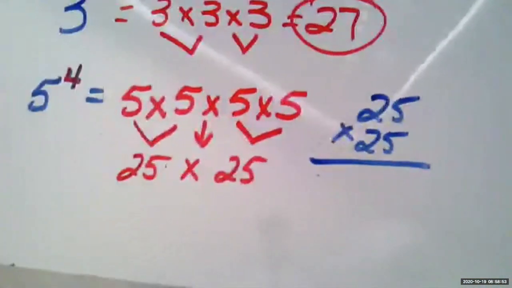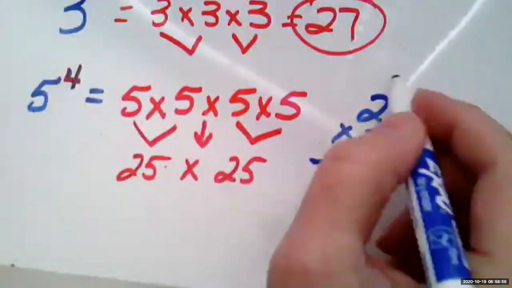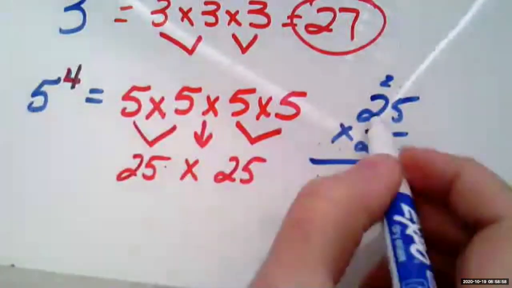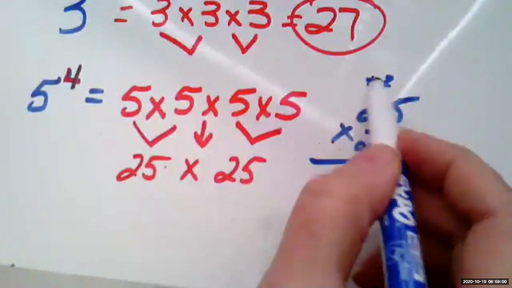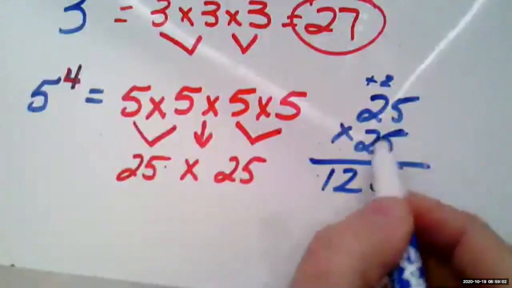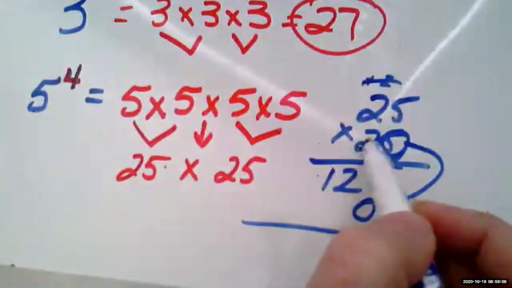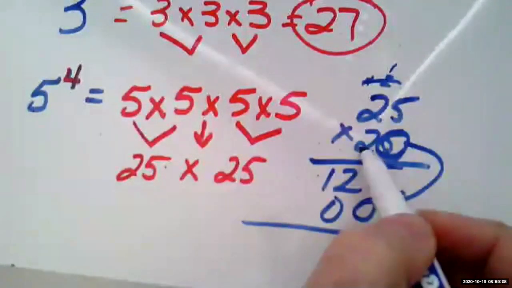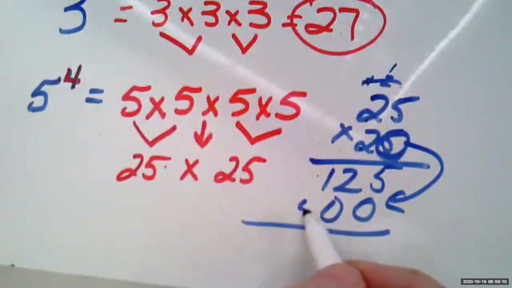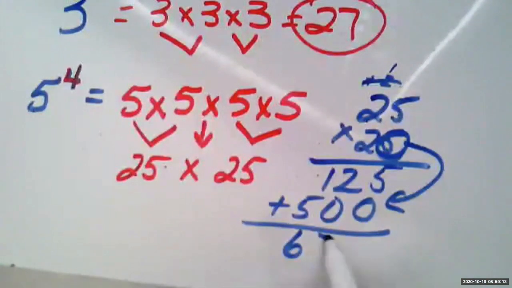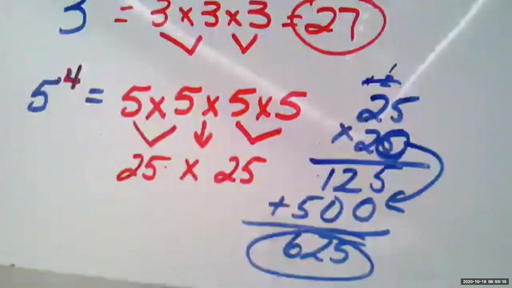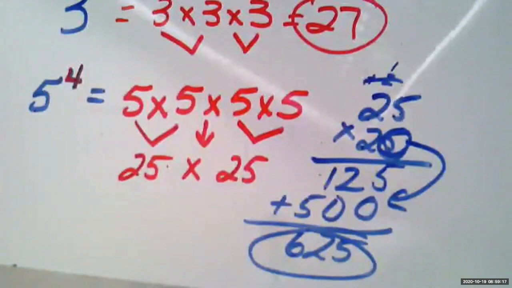25 times 25. 5 times 5 is 25. 5 times 2 is 10, plus 2 more is 12. This one's finished. Bring down the 0. 2 times 5 is 10. 2 times 2 is 4, plus 1 more is 5. Add all that together. Final answer, 625.